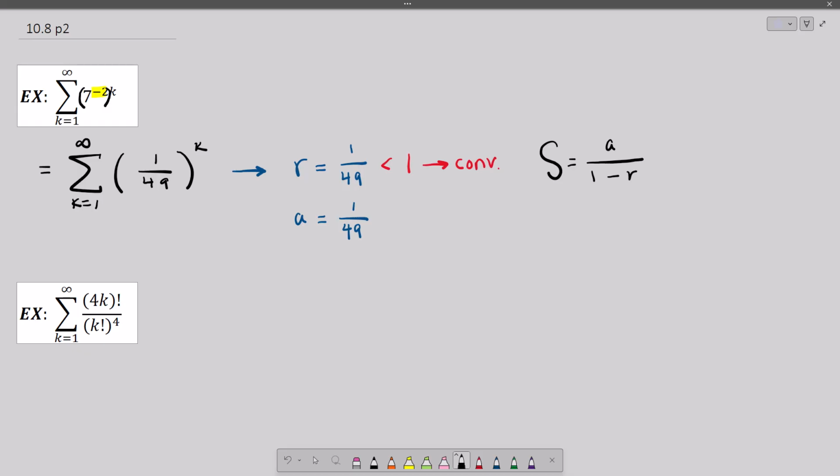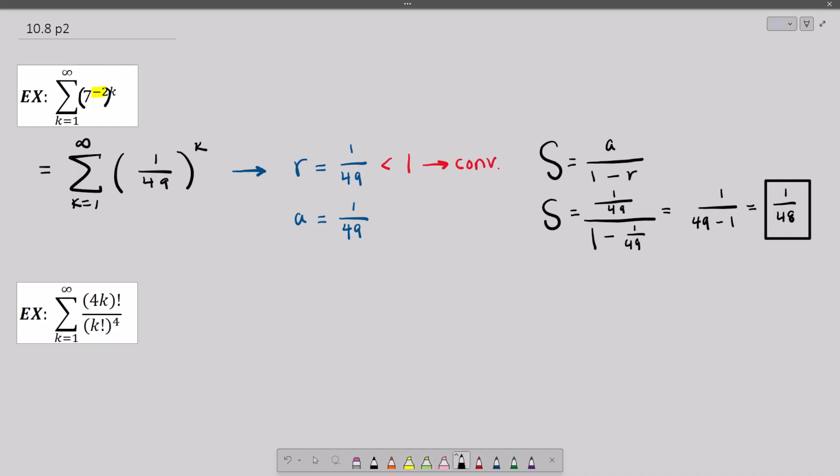And we've identified both A and R to be the same, so we'll plug in that 1 over 49 in both places. And my strategy is to multiply everything through by 49. If we multiply all of those pieces by 49, we will end up with 1 over 48 as the sum of this infinite geometric series. So we know it converges. Then we go to the formula that tells us what the value of the series is.